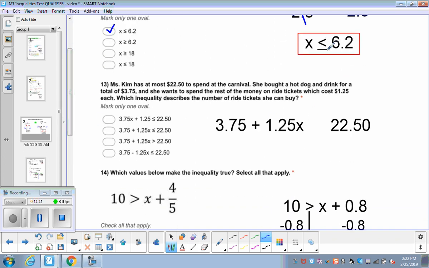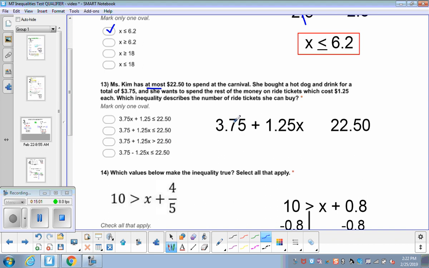Now for number 13, Mrs. Kim has at most $22.50 to spend at the carnival. At most. She bought a hot dog and a drink for a total of $3.75. She wants to spend the rest of the money on ride tickets, which cost $1.25 each. Which one of these inequalities shows the number of ride tickets that she can buy?